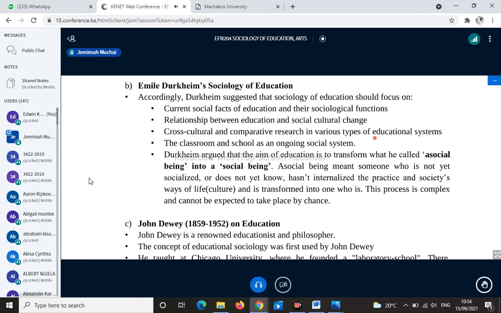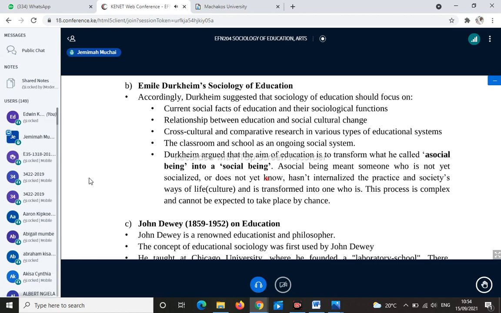When you look at the CBC, when you come to EFN 402, we'll see that it may have been borrowed from India, from China, from Japan, from America, from Europe, etc. So we are saying that sociology of education is about different cultures coming in, brought about by comparative research, comparing different cultures and how they have educated their young ones and borrowing that.